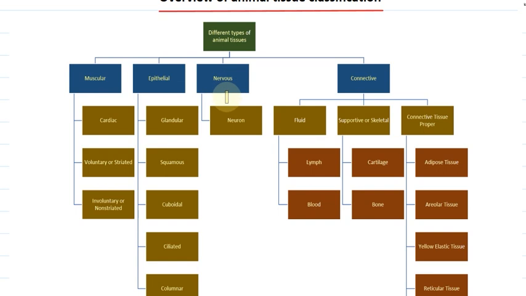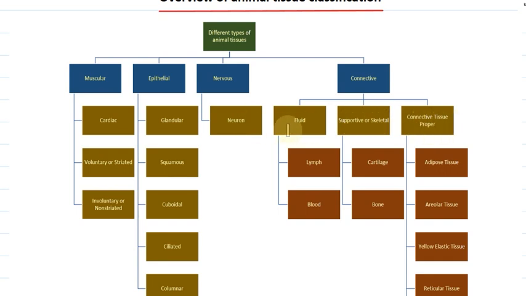So nervous tissues are made up of elongated cells called neurons, and these neurons have the ability to transmit information through electrical and chemical signals. Then there are connective tissues. So connective tissues are the most abundant tissues in our body, and they function in linking, connecting or supporting other tissues and organs in our body. So connective tissues are again of three types: fluid connective tissue, supportive or skeletal connective tissue, and connective tissue proper.